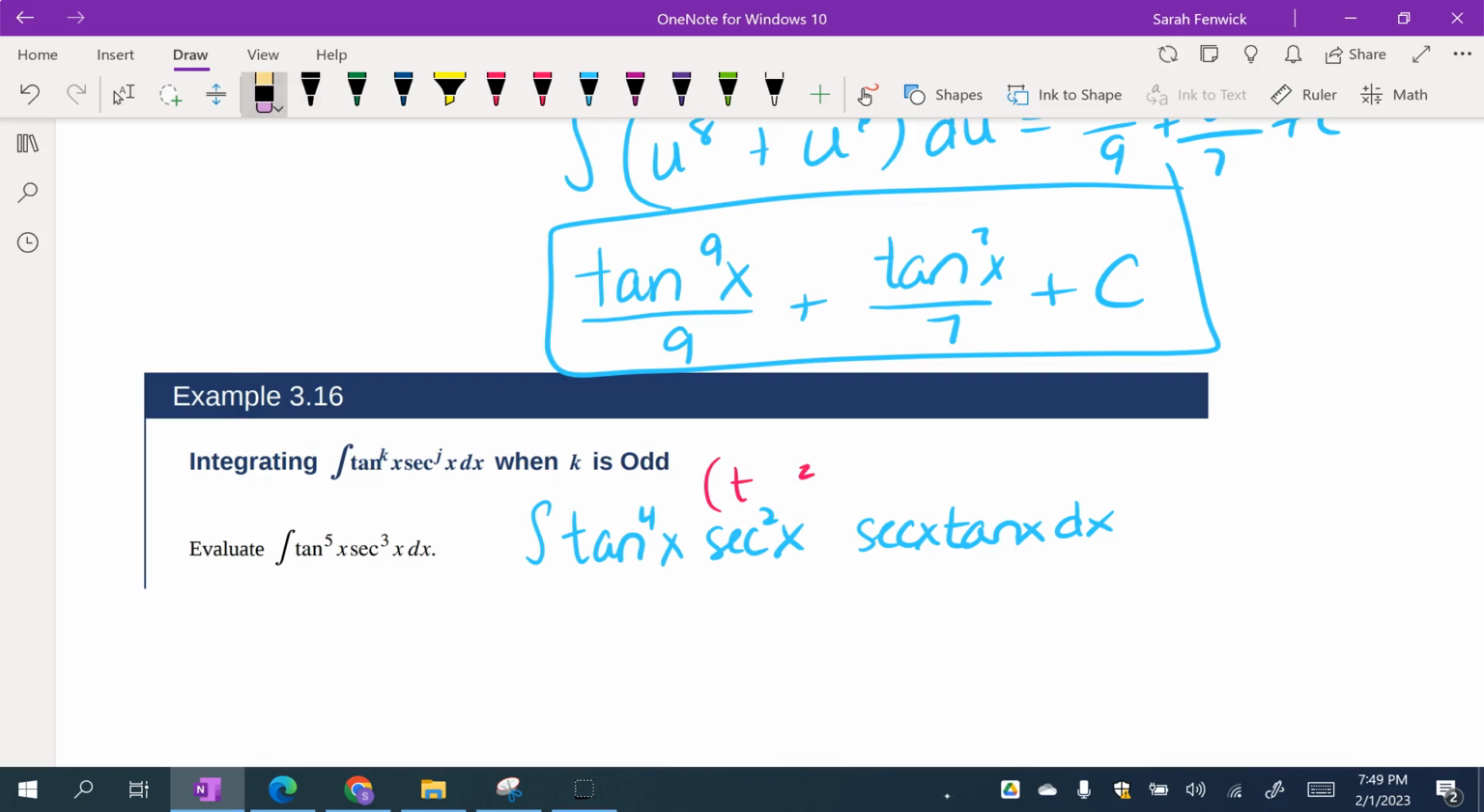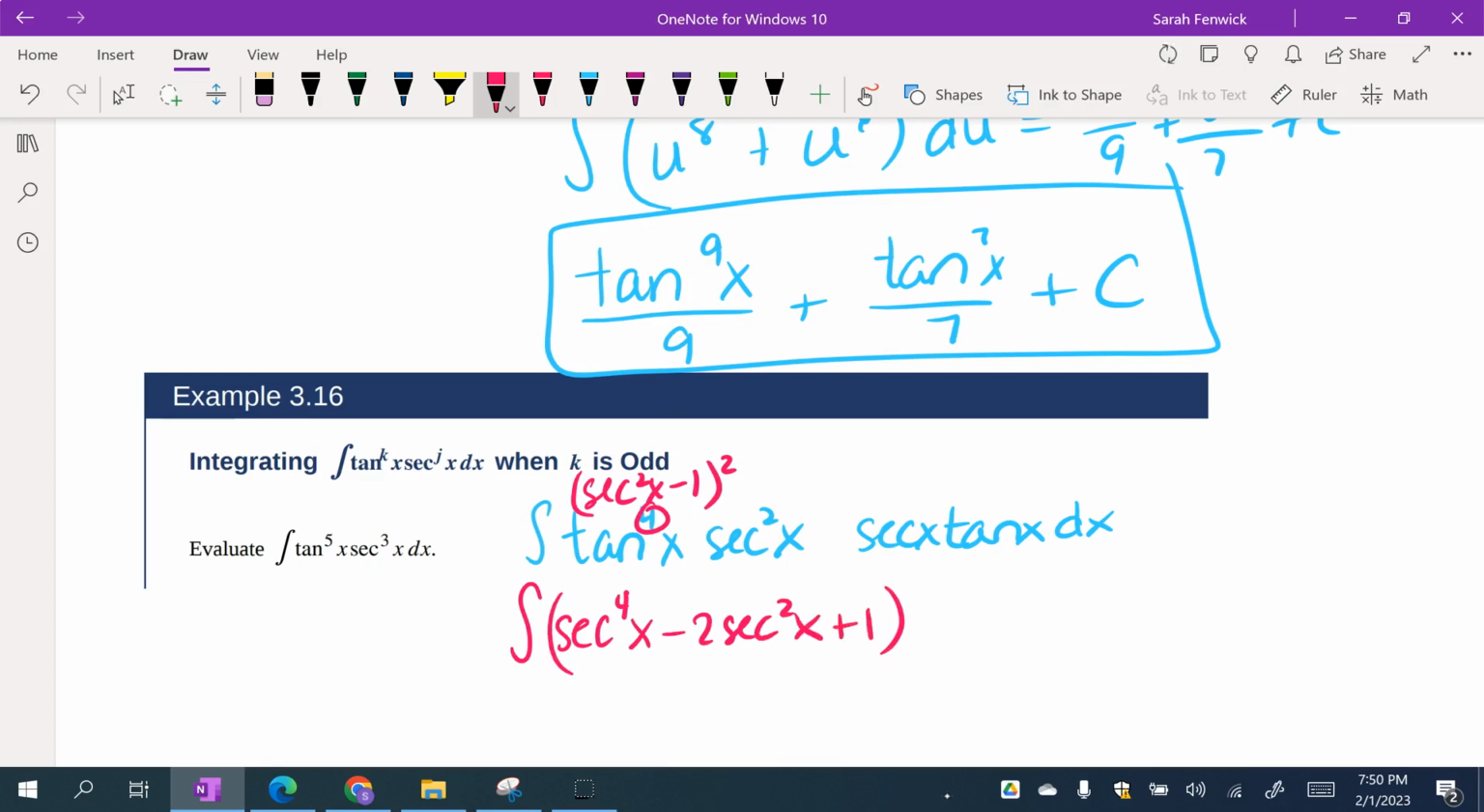Oh, sorry, I had it backwards. We're going to replace tan squared with secant squared x minus 1. And we're going to square it, because to the fourth is squared squared. So the integral of secant to the fourth x minus 2 secant squared x plus 1, times secant squared x times secant x tan x dx.